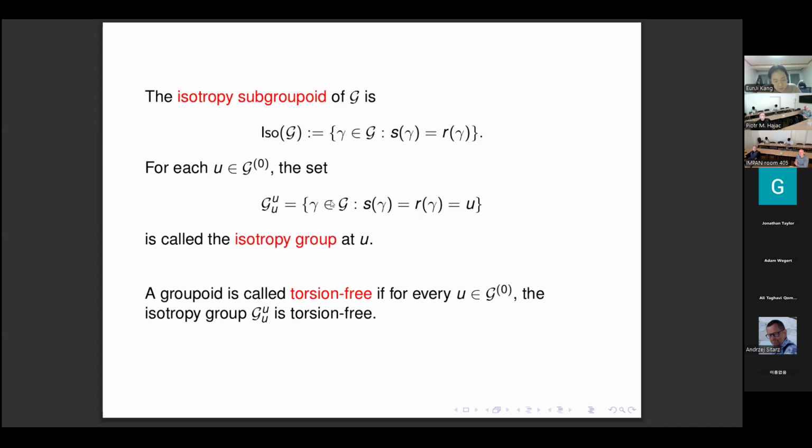And then for each unit u in the unit space, the isotropy group G_u is the collection of all elements in the groupoid that start and end at u. And a groupoid is called torsion-free if for every unit, the isotropy group at that unit has no element of finite order except u.